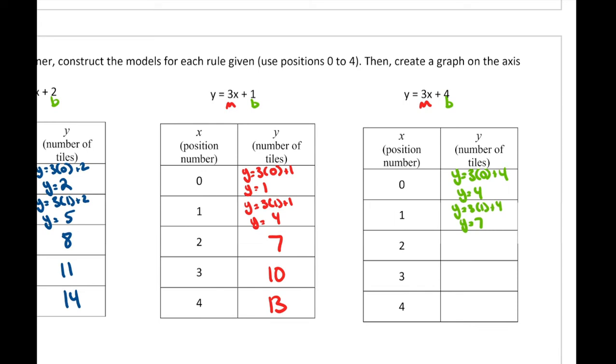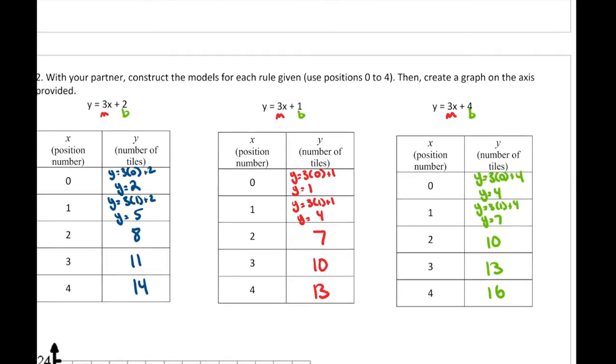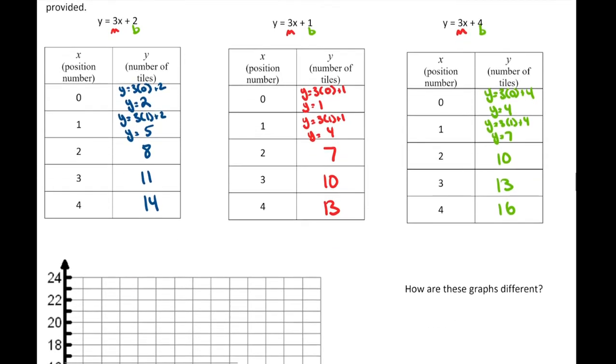For 1, again, same idea, y equals 3 times 1 plus 4, or y equals 7. You could also use the understanding that the multiplier of 3 tells me what I'm increasing by every time. So I go from 4 to 7, which is an increase of 3, from 7 to 10, from 10 to 13, and from 13 to 16. So again, that's my third rule. I'm going to take these three rules and I'm going to go and graph them. So similar to what we did before.